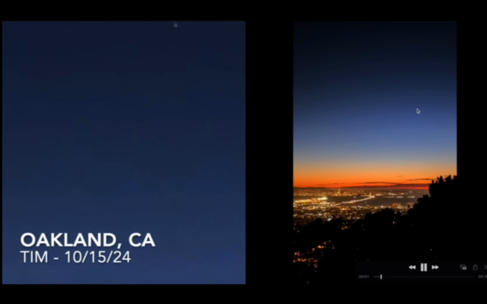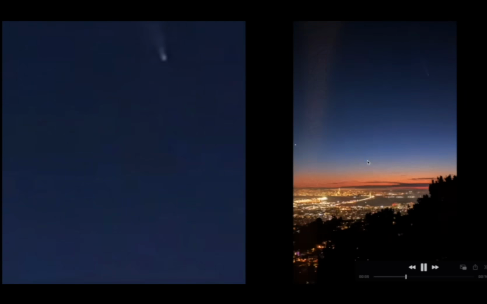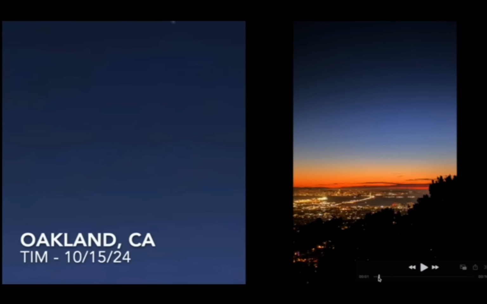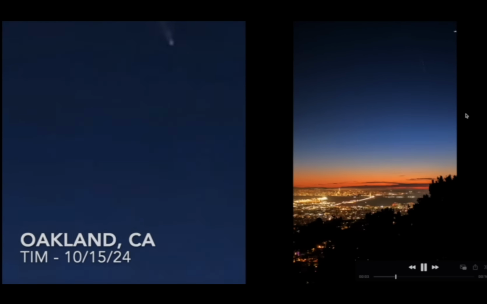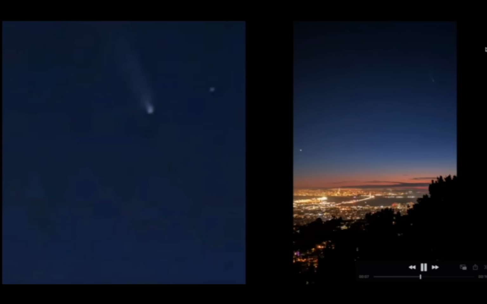Here's a video. And again, you're not seeing all of the activity that's up there. This is a video that was sent in out of Oakland, California by Tim from October 15th of 2024. Visible in the sky as the sun was dipping down below the horizon, you can see a lot of activity in the front and back of the comet. Again, this is just a time-lapse video from Oakland, California.